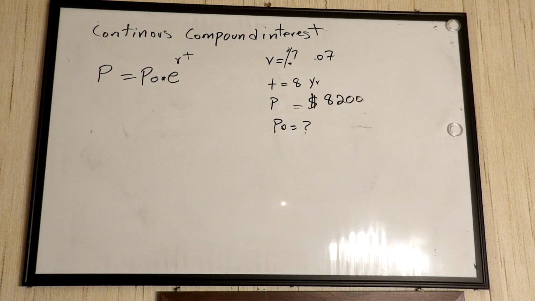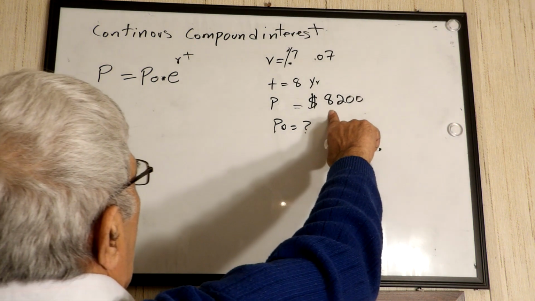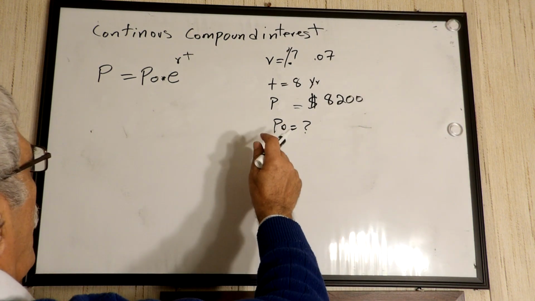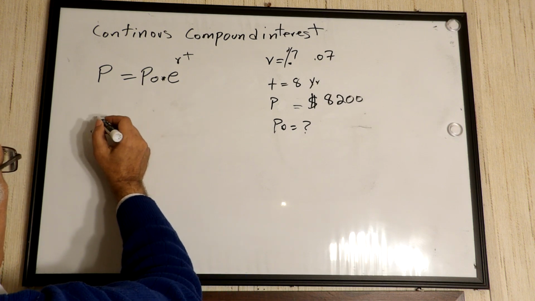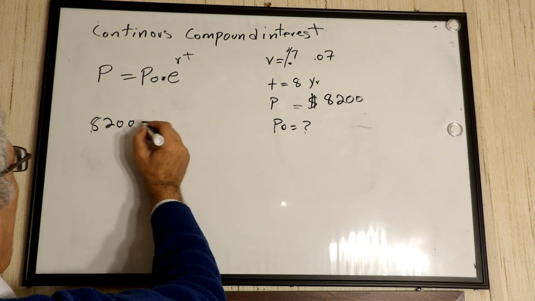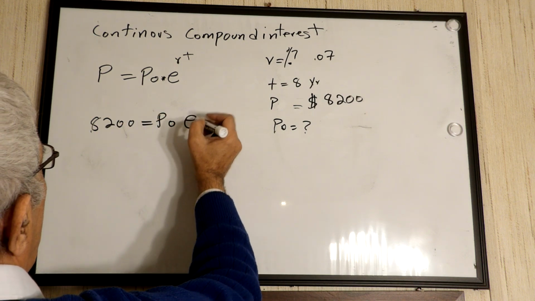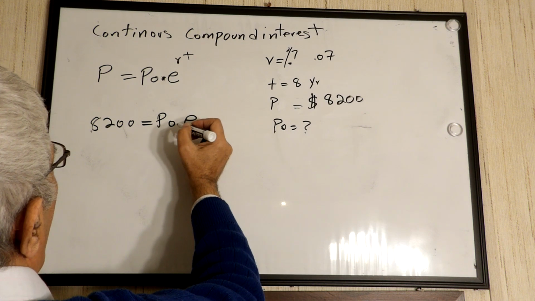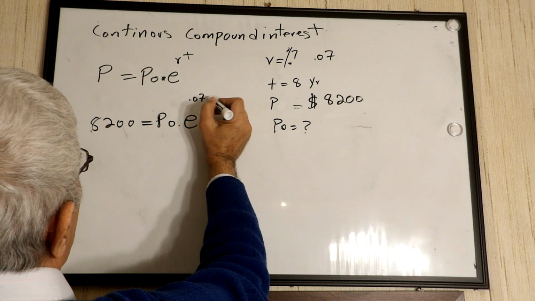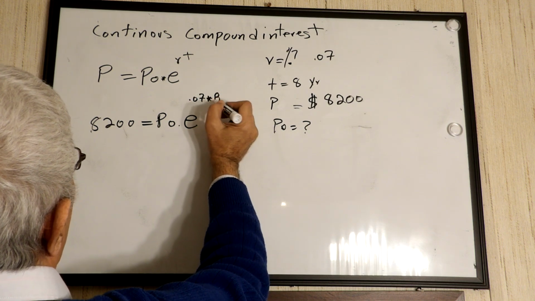If you want to get $8,200 after 8 years with 7%, at the end you're going to have 8,200. How much do you have to invest now? 8,200 is equal to P0 times e to the power of R times T, where R is 0.07 times 8.